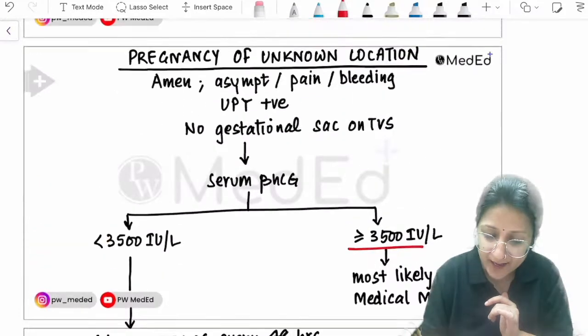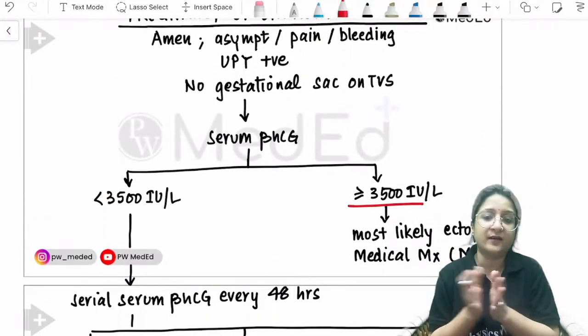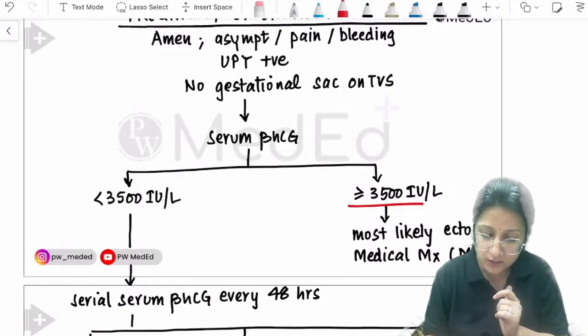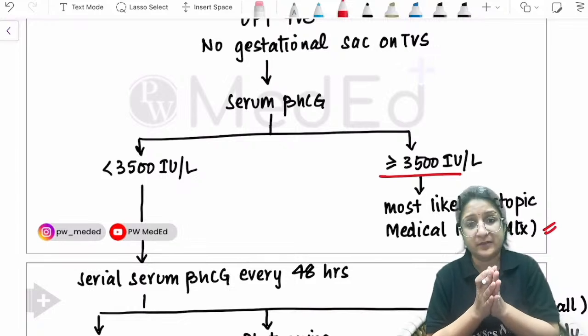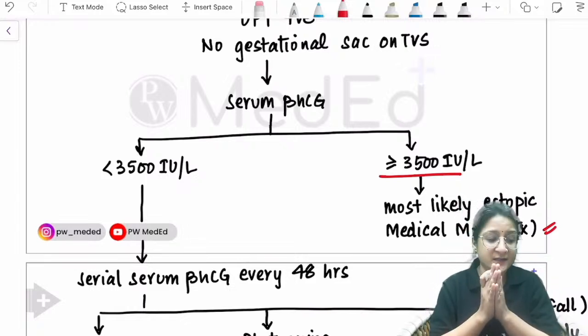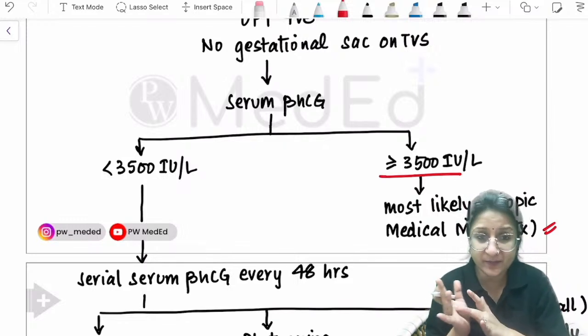Yes, and we are talking about no gestational sac, meaning no true gestational sac, of course. We're not talking about a pseudo gestational sac here. So basically, there is no evidence of an intrauterine pregnancy. More importantly, that is what we are trying to say here. We don't know for sure that it is an intrauterine pregnancy.